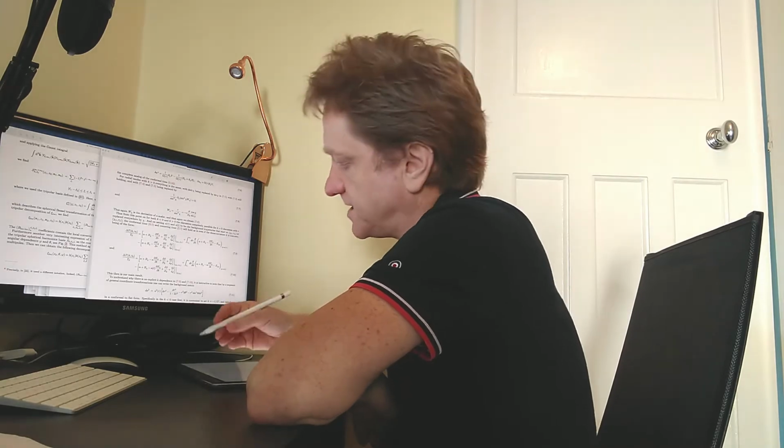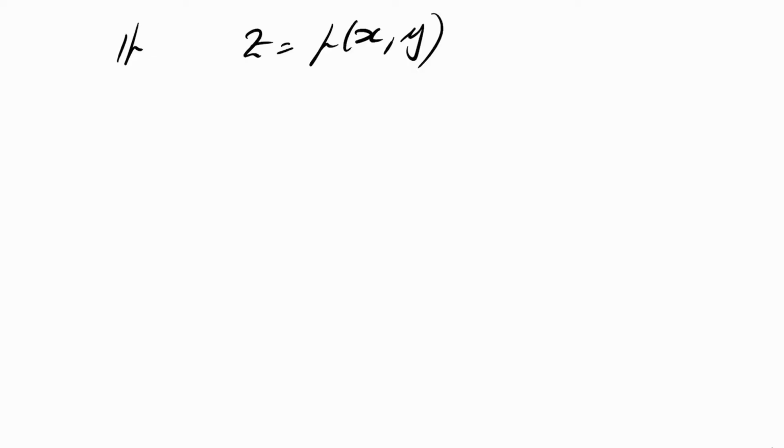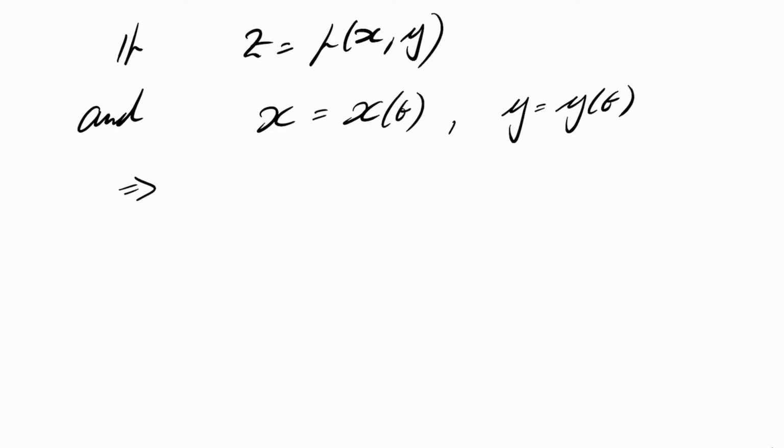It actually depends on the circumstance. Let's consider a function of two variables, z equals f of x and y, and let's say x and y are related to a single parameter t. Then this implies that z can be thought of as a function of t.